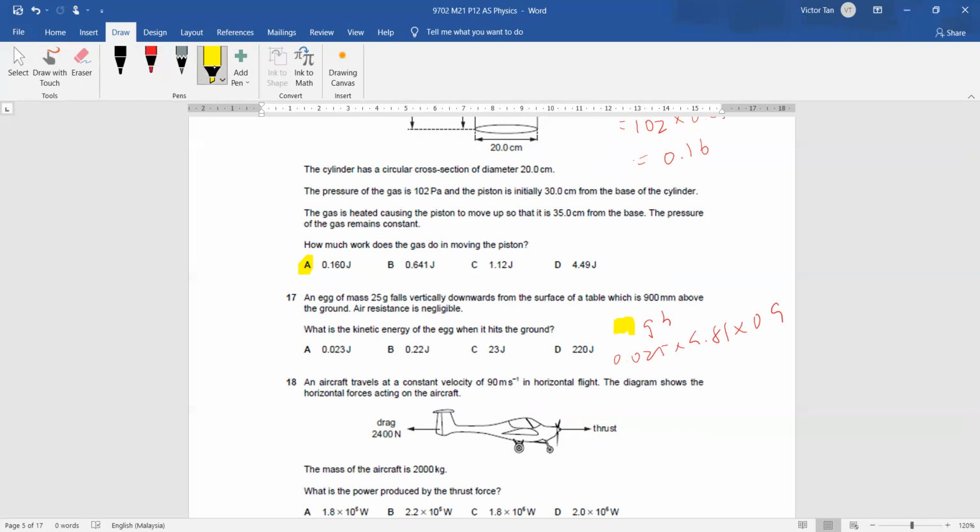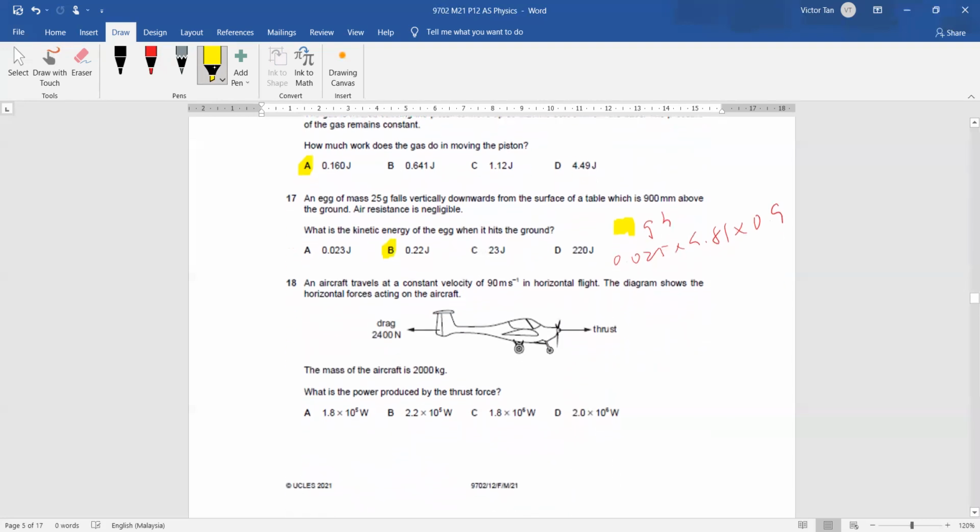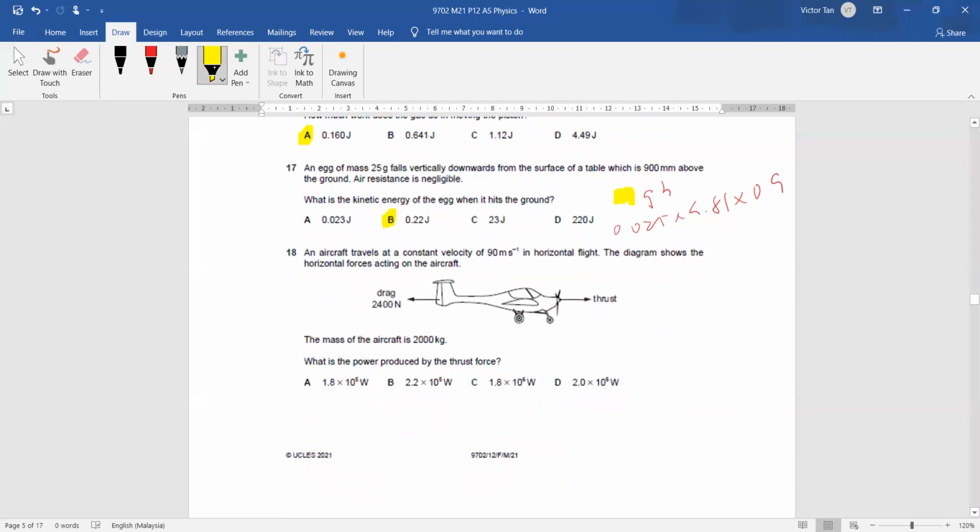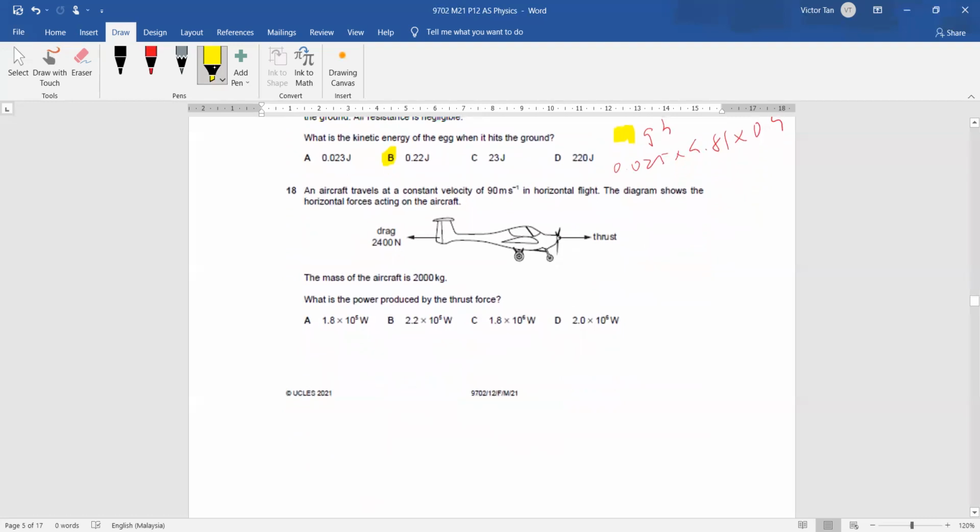So it's about 0.22. Estimate. An aircraft travels at a constant velocity of 90 meters per second in a horizontal flight. The diagram shows the horizontal force acting on the aircraft. The mass of the aircraft is 2,000 kilograms. What is the power produced by the thrust force?